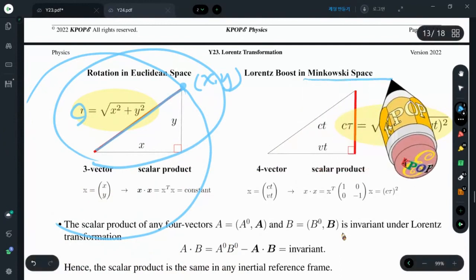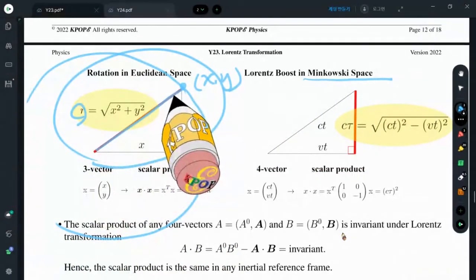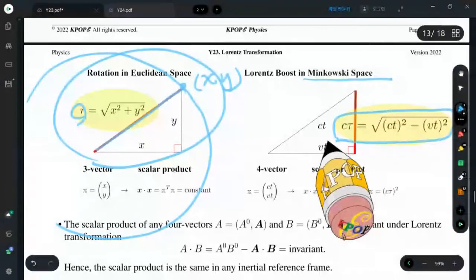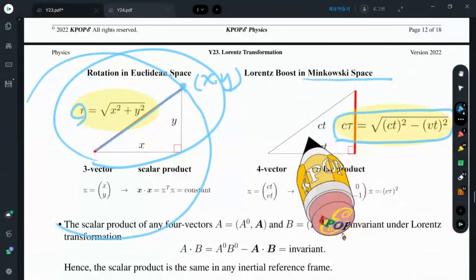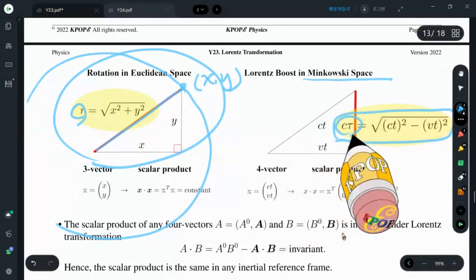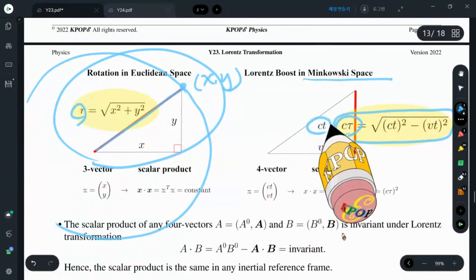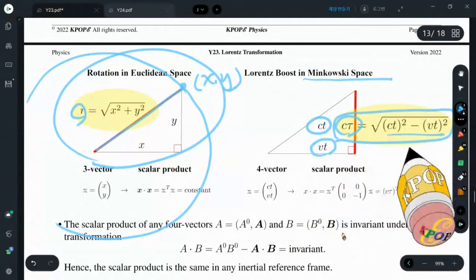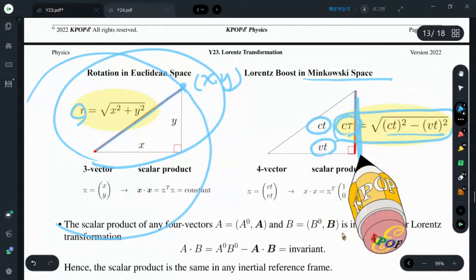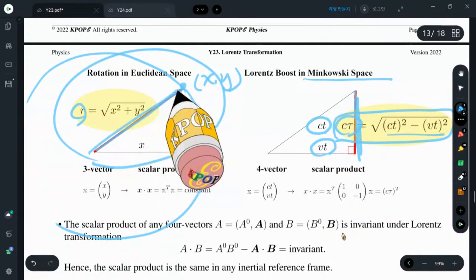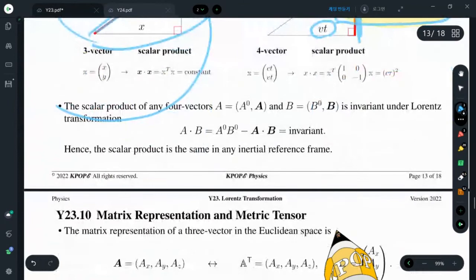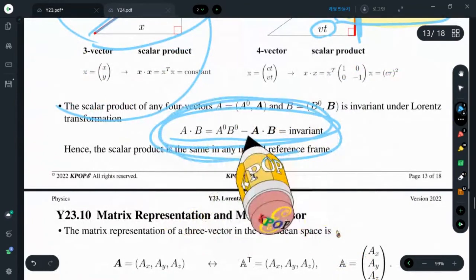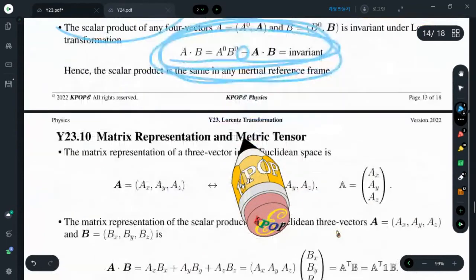However, in the Minkowski space, this hypotenuse is not invariant. Instead, this opposite side is invariant. As you can see from this right triangle, this side can be computed by squaring this, subtracting the square of this, and taking the square root. So this is the invariant quantity in relativity, instead of the hypotenuse. Therefore, the scalar product can be expressed in such a manner, we have to put the negative sign on it.